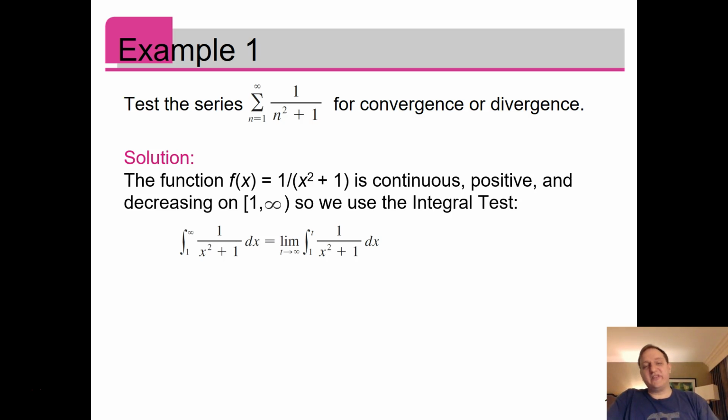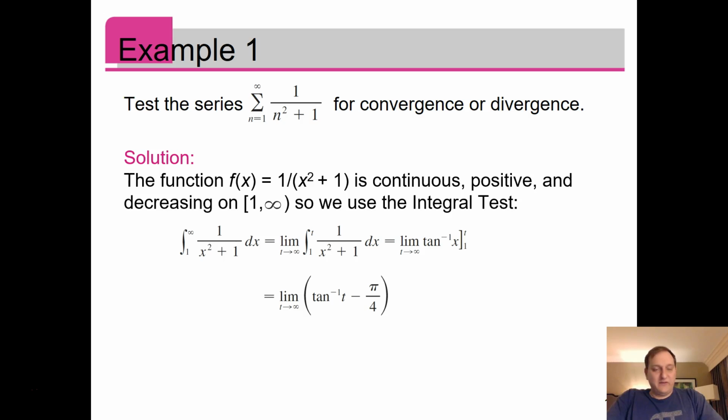If it converges, then the original series converges. If it diverges, then the original series diverges. So you may recognize this. This is one of our special integrals. This is arctan x. So we're doing the limit as t goes to infinity of arctan x from t to 1.